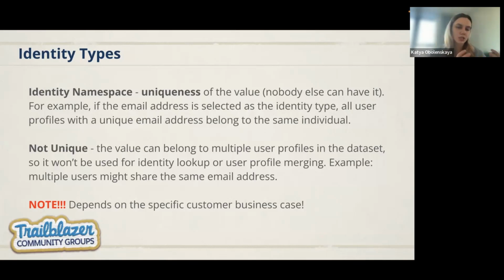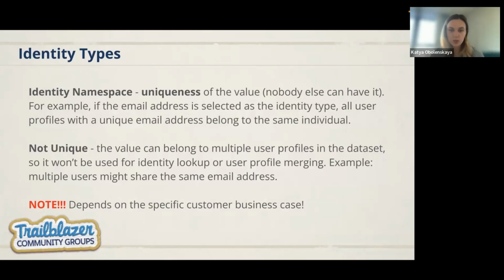So here, when specifying identity types, it's important to understand this kind of configuration. If email address is selected to be unique, then only one individual will be associated with this email address and nobody else. Even if we bring new data, it will still be pushing the data to that same individual. Another option is saying that this identity type, which is email address, is not unique. And then this value can belong to multiple user profiles in a personalization data set. So it won't be used for identity lookup at all, or for instance, profile merging.